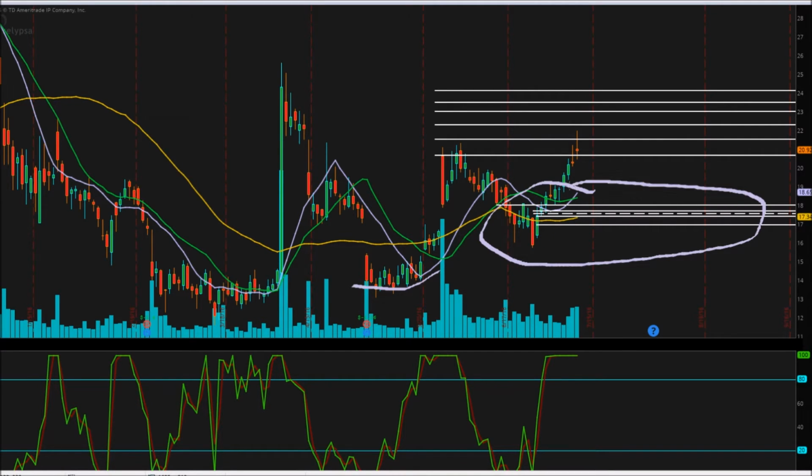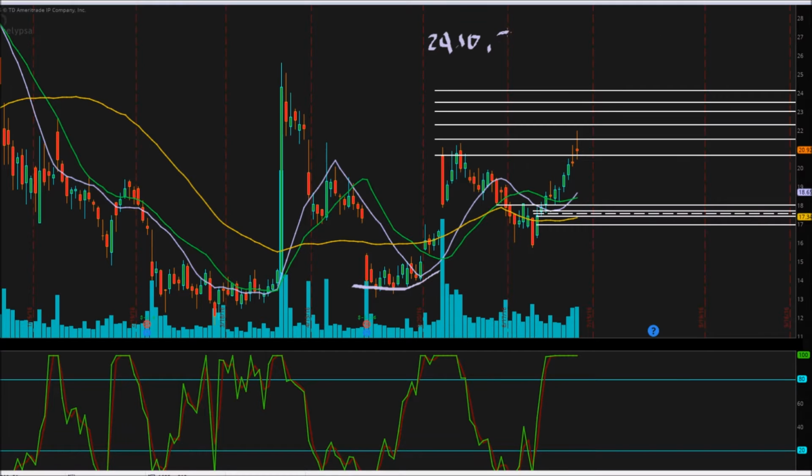So we can actually ignore these pivot points for now since we are way above that channel. I'm only going to write down the areas that we have right there. So going from the top, that first pivot point we're looking at is 24.10. The next one we're looking at is going to be 23.45. Next one after that, you're going to be looking at 23.